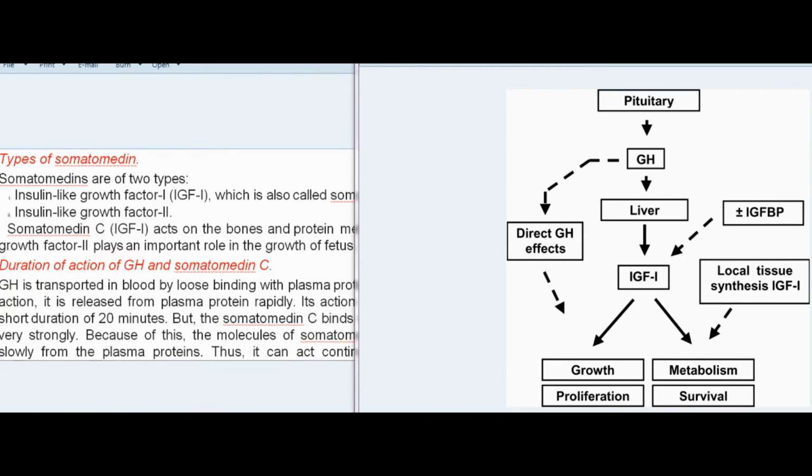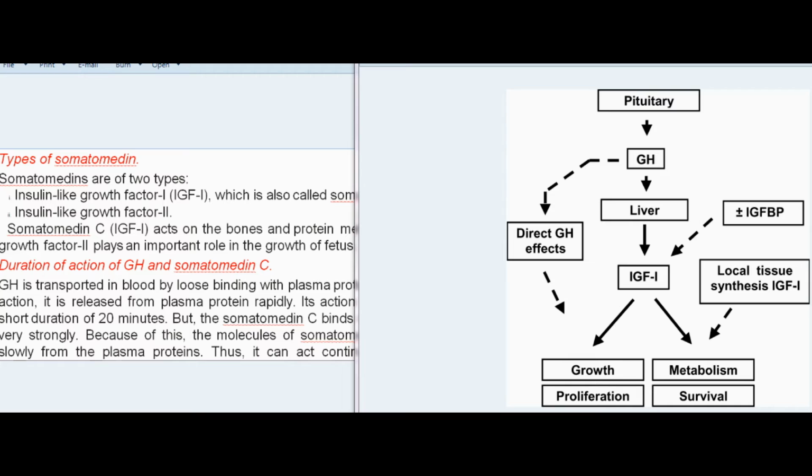Types of somatomedin. Somatomedin are of two types: insulin-like growth factor I, IGFI, which is also called Somatomedin C, and insulin-like growth factor II. Somatomedin C, IGFI, acts on the bones and protein metabolism. Insulin-like growth factor II plays an important role in the growth of fetus.